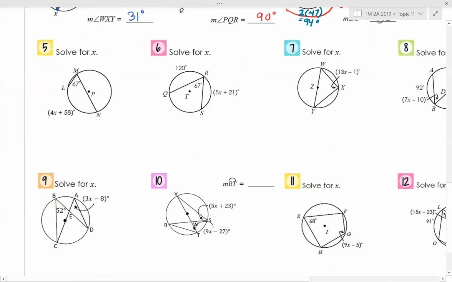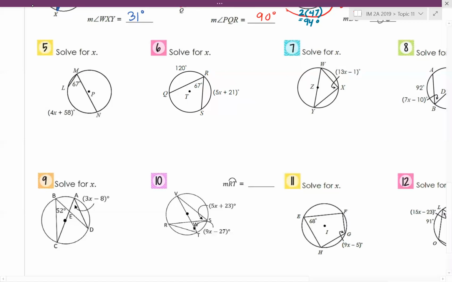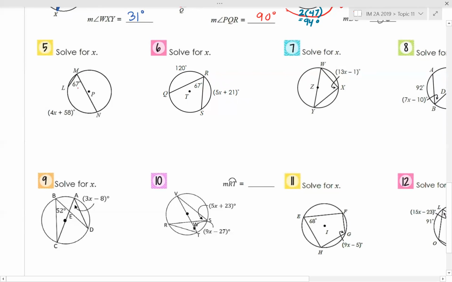Okay, so for number 5, we still have inscribed angles. We don't have any quadrilaterals yet until the end, but now we're throwing in variable expressions. So if we think about the relationship here, the arc is double the inscribed angle. So if I know that this is 67, that tells me that this arc is 2 times 67. Okay, so I know that the arc must be 134 degrees.